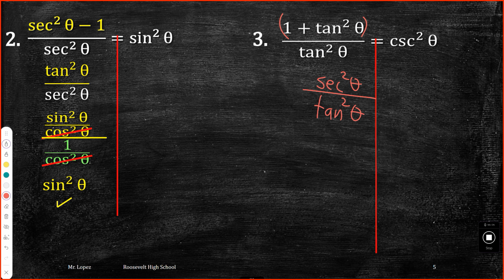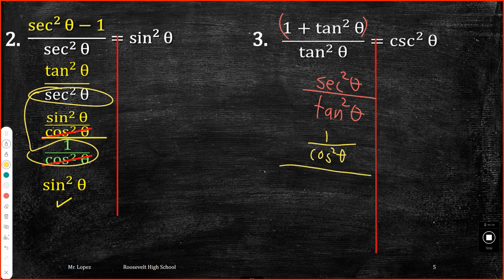Secant squared theta is what? It's going to be 1 over what? It's right here. What did we say secant squared theta was? 1 over cosine squared theta. And this is going to be the bottom, tangent squared theta. I said the tangent is going to be what? And what are we going to do? We're going to cancel this. The answer is 1 over sine squared theta.